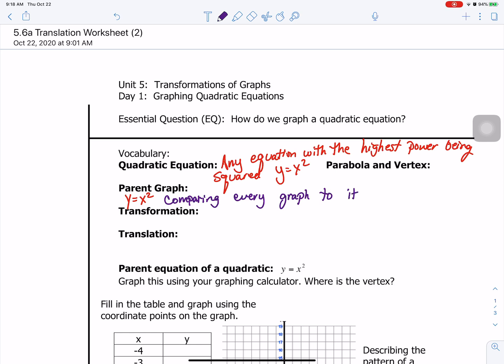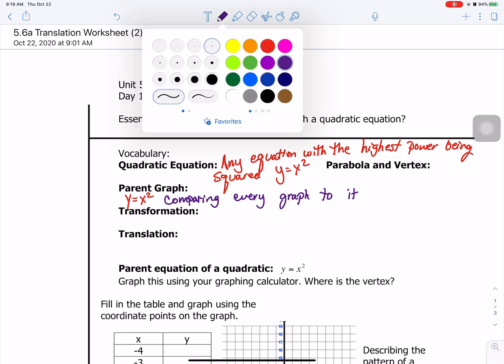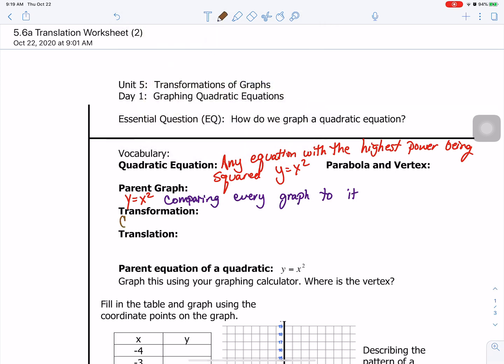And we will have different parent graphs, a parent graph for linear, a parent graph for exponential, but this is the graph we're going to compare everything to. Our transformation is going to be how we change our graph, like making it wider, narrower. It's going to be kind of that biggest piece on there.